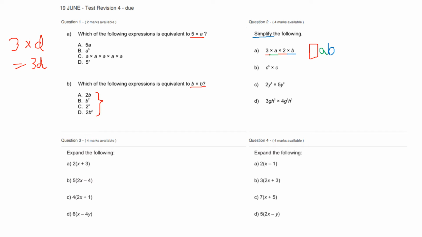For B, that's c to the power of 5. So that looks like this. 1, 2, 3, 4, 5. And what we're doing is we're timesing it by another c. So that's going to equal c, and you've got to decide what the power is going to be.